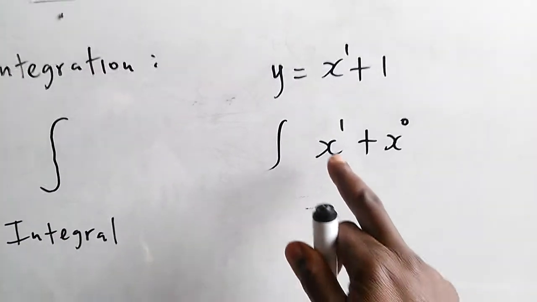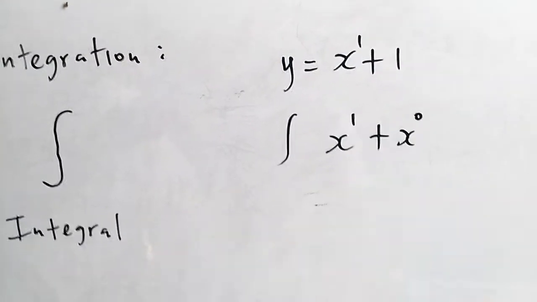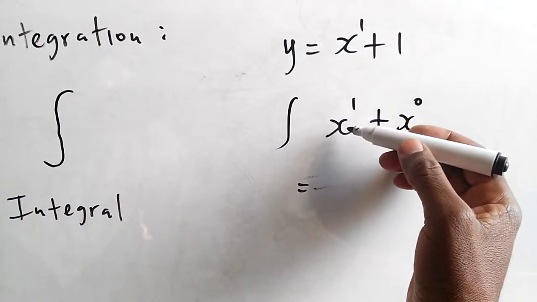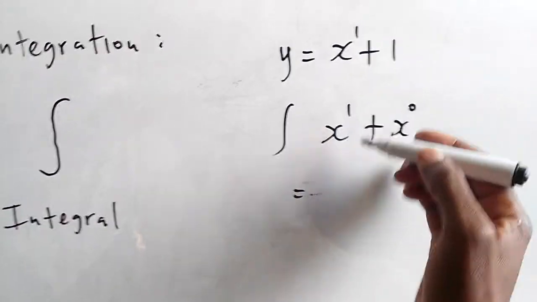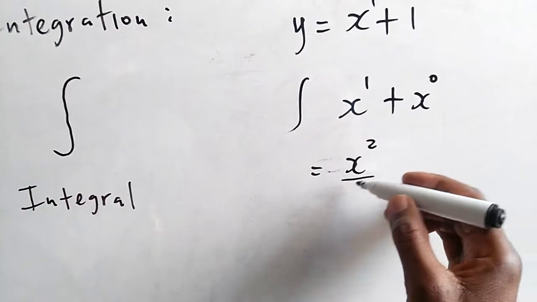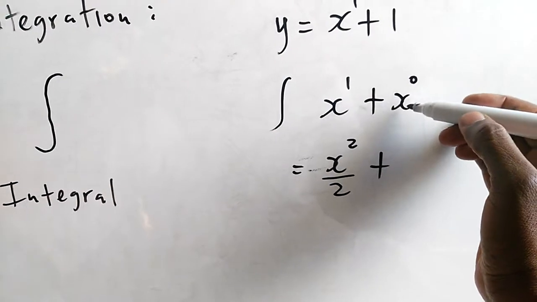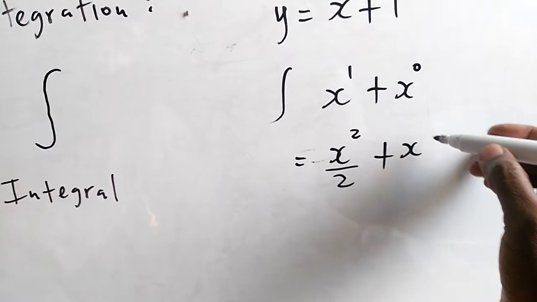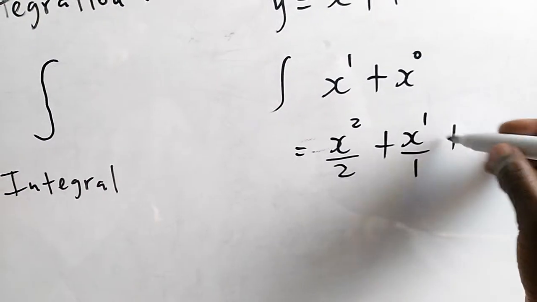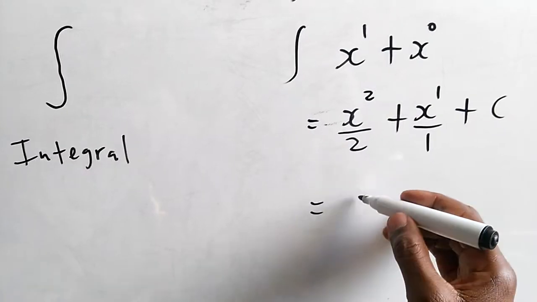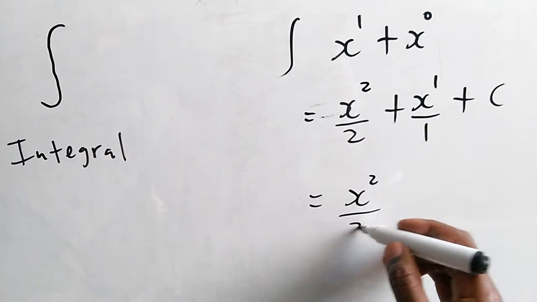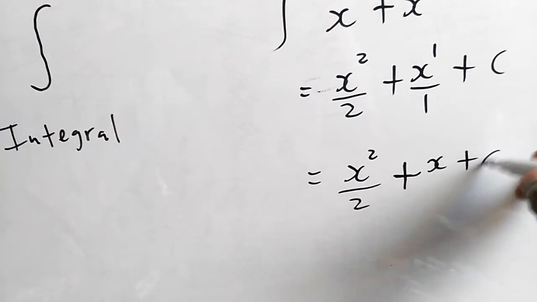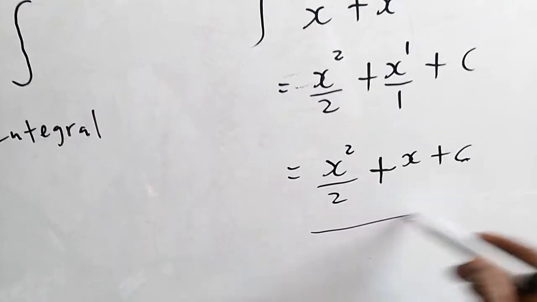And then we say, I can see an x here, I can see an x there. And so the integral will be such that x to the power of 1, 1 plus 1, it will be 2, divide by 2. X to the power of 0, 0 plus 1, it will still be x to the power of 1 over 1, plus a constant. It's the same as saying x to the power 2 over 2. You are adding to x. You are adding to a constant. That's the answer.